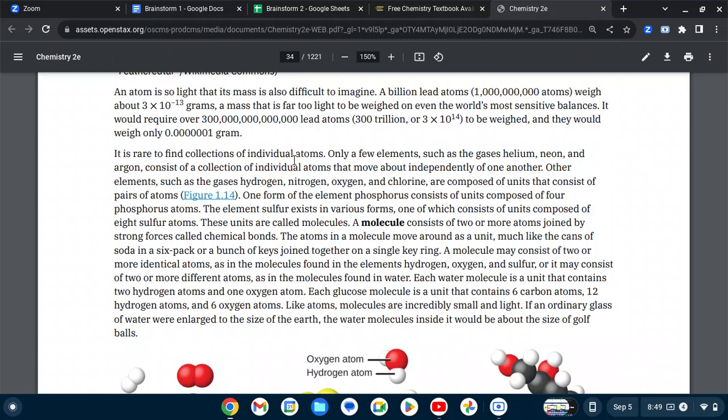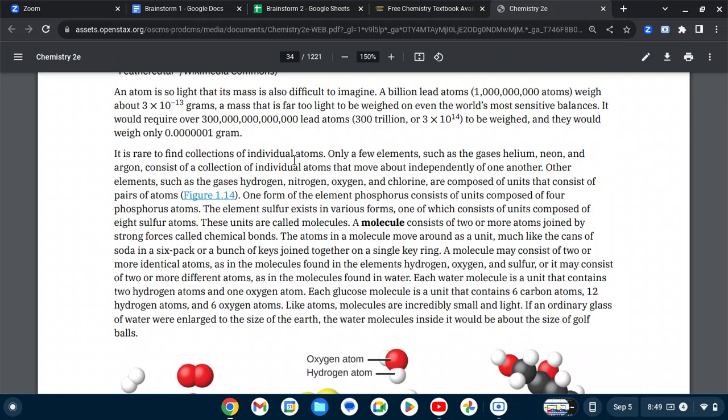It is rare to find collections of individual atoms. Only a few elements, such as the gases helium, neon, and argon, consist of a collection of individual atoms that move about independently of one another. Other elements, such as the gases hydrogen, nitrogen, oxygen, and chlorine, are composed of units that consist of pairs of atoms. One form of the element phosphorus consists of units composed of 4 phosphorus atoms. The element sulfur exists in various forms, one of which consists of units composed of 8 sulfur atoms. These units are called molecules.